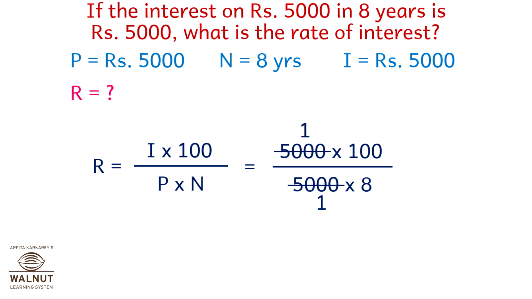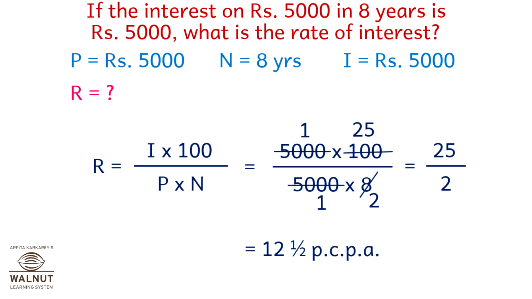5000 ones are 5000, and 4 twos are 8, and 4 25s are 100. So we have 25 upon 2, which is 12.5% per annum.